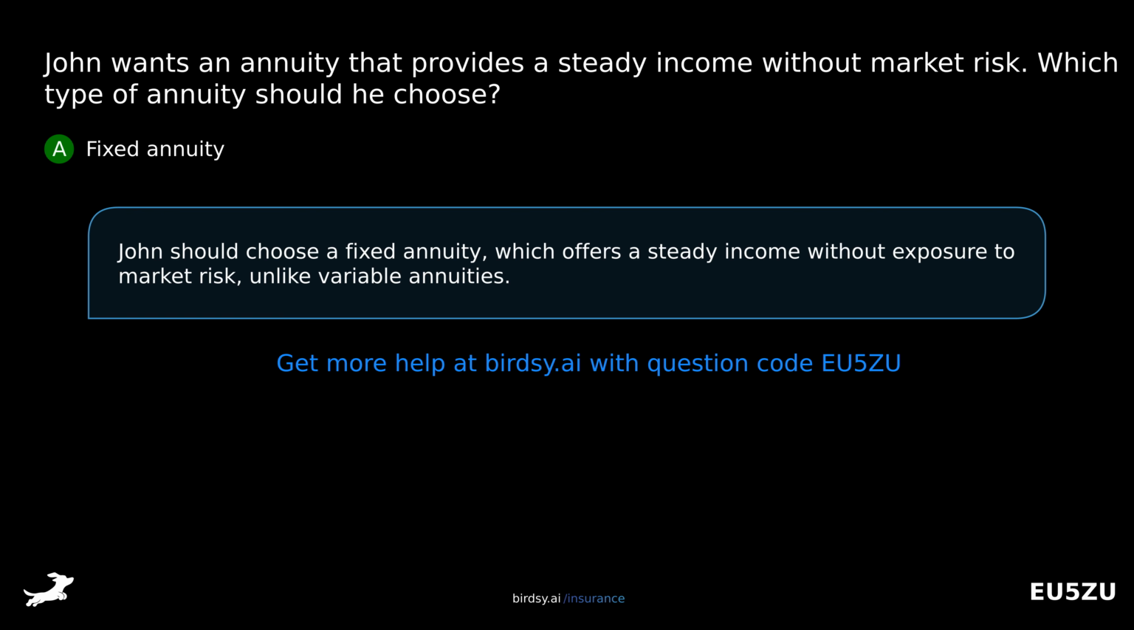John should choose a fixed annuity, which offers a steady income without exposure to market risk, unlike variable annuities.